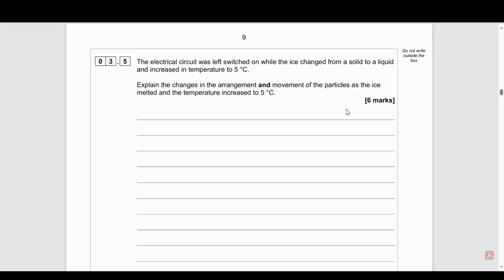Question 3.5. The electrical circuit was left switched on while the ice changed from a solid to a liquid and increased in temperature to 5 degrees Celsius. Explain the changes in the arrangement and movement of the particles as the ice melted and the temperature increased to 5 degrees Celsius. 6 marks. So the ice is changing its state from a solid to a liquid. We need to talk about the arrangement first.